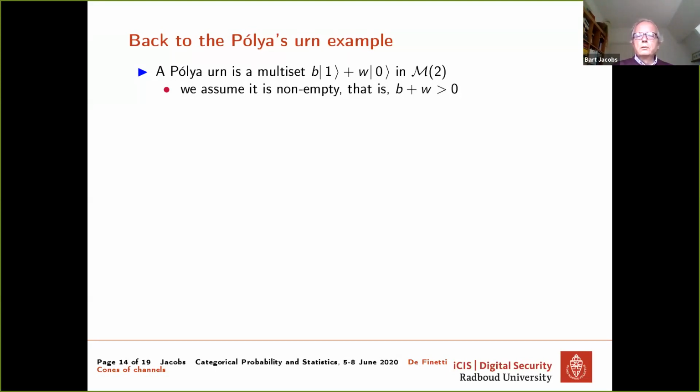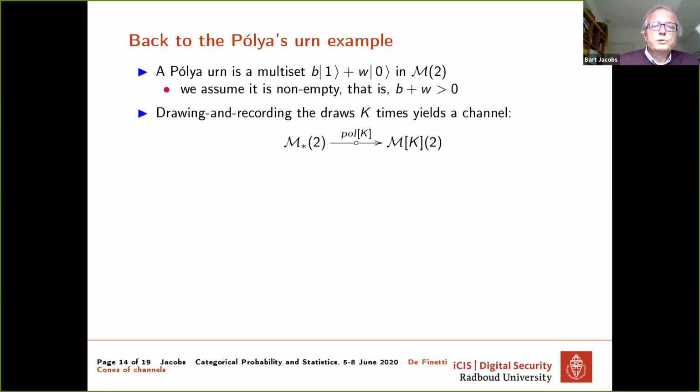The urn, remember I wrote B for the number of black balls and W for the number of white balls, is a multiset in M over 2. We assume it's non-empty, and I can describe the draw and recording map as a channel. It takes such an urn, and if I draw k times, I get k balls out of it, which are either 0 or 1, which gives me a multiset over 2. Namely, the number of balls I've drawn. This is a channel, and it describes precisely the probability of it.